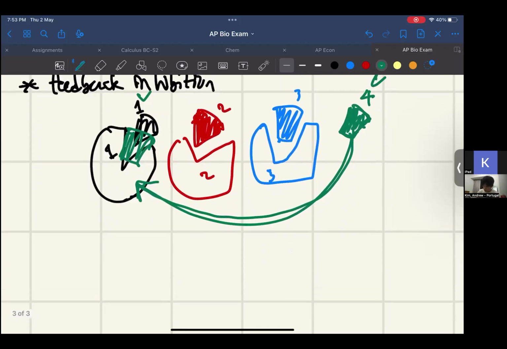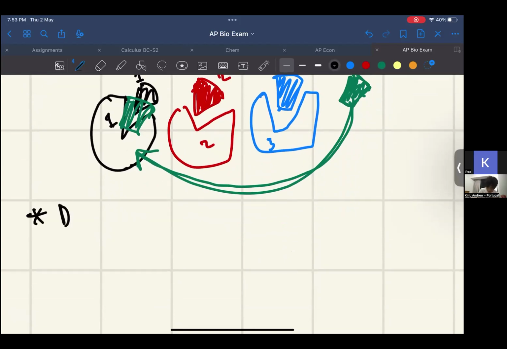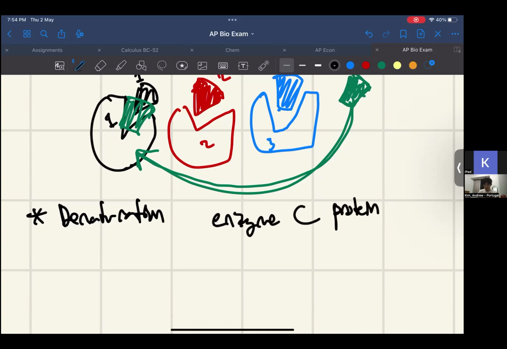Now let's move on to the next important part of enzyme, which is denaturation. I just talked about it, right? Denaturation is when the enzyme changes its shape. Now, I explained this in unit 1, right? Proteins go through denaturation when pH, temperature, or salinity changes. Enzyme is a type of protein, okay?